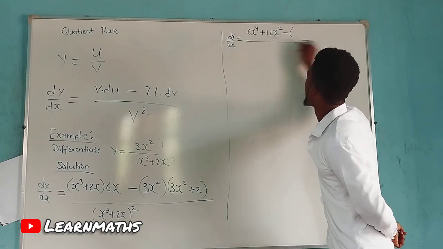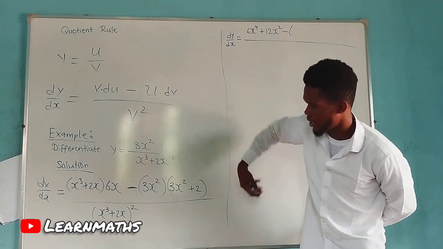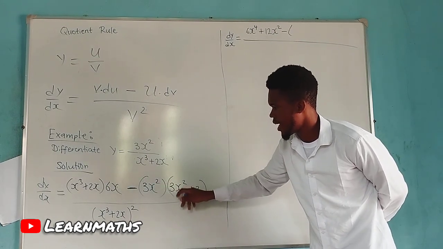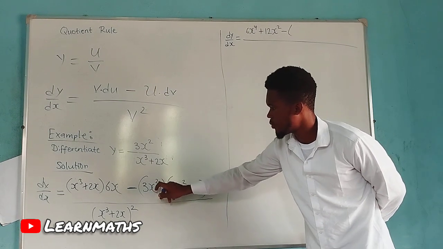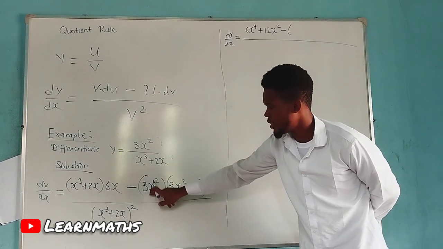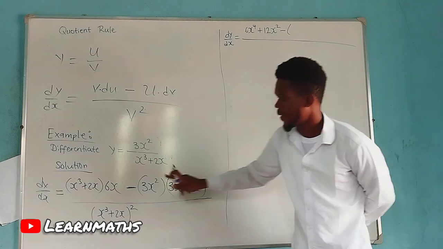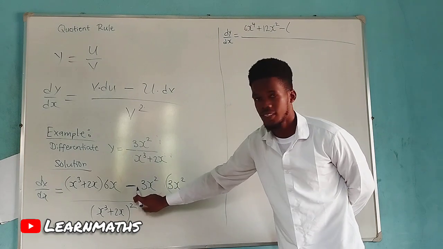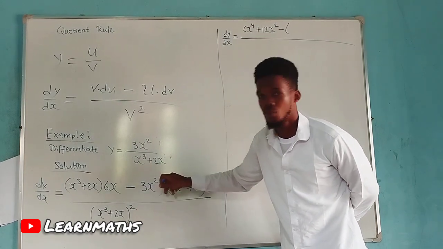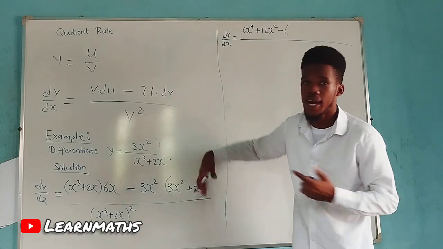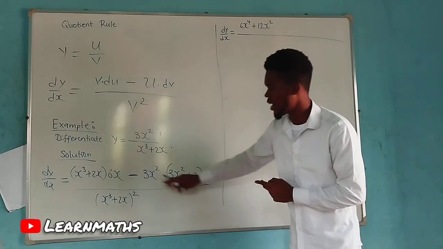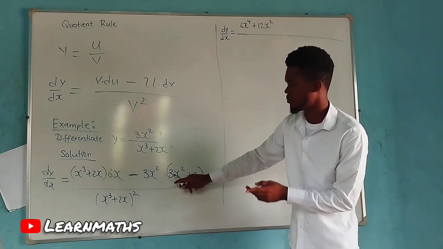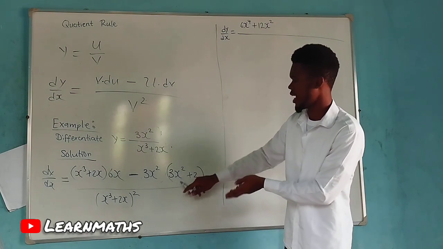Now let's open these other brackets here. We're going to have 3x squared times 3x squared, and 3x squared times 2. We're going to multiply this with this, and this with this. Before I do that, I'm going to open this bracket with this negative sign. So this is now going to be negative 3x squared. Opening this bracket, we'll have negative 3x squared multiplying 3x squared, and also multiplying 2.